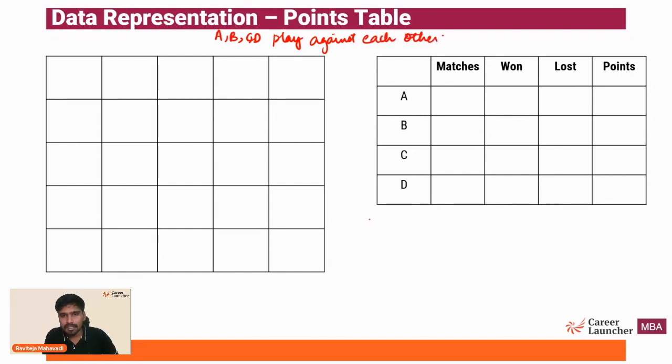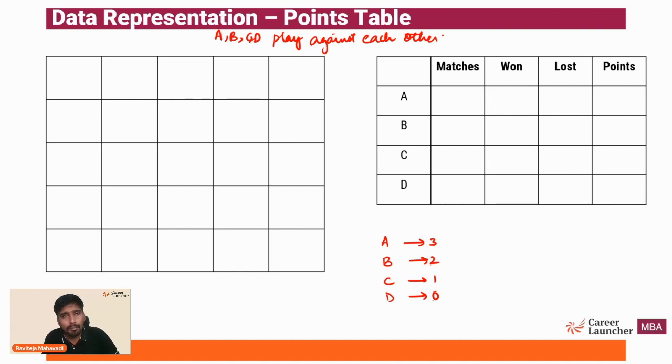One match against each other. Now let us say A won all the 3 matches. A won 3 matches, B won 2 matches, C won 1 match and D won 0 matches. So this is the ideal case where A is the complete total winner, B is the second guy, C is the third guy and D is a complete loser. If this is what is given, you can see how many matches there are: 3 plus 2 plus 1, there will be 6 matches.